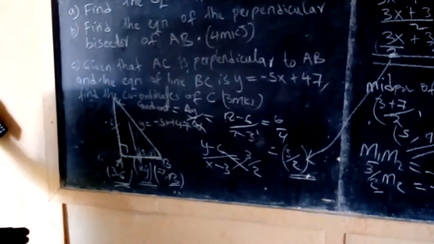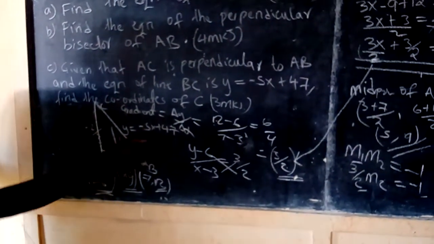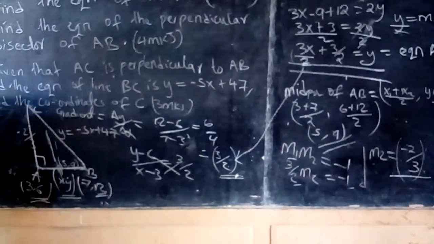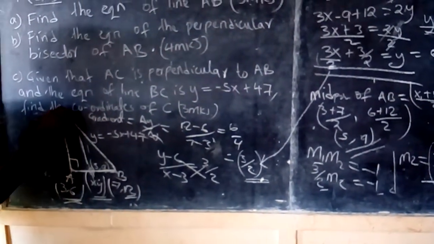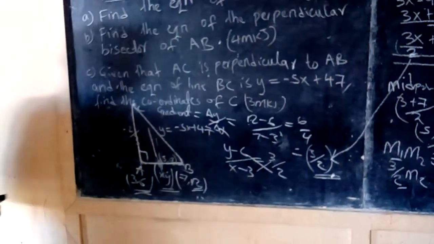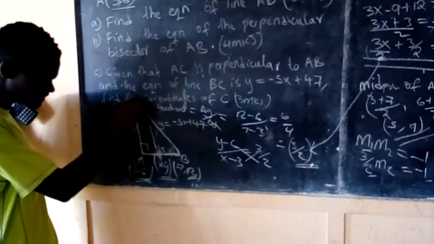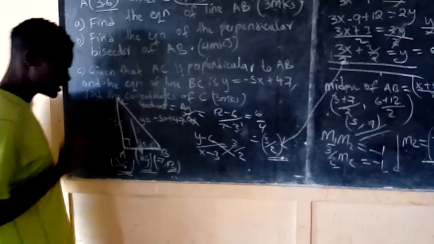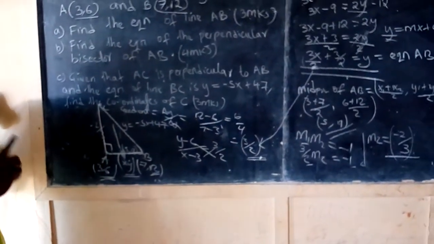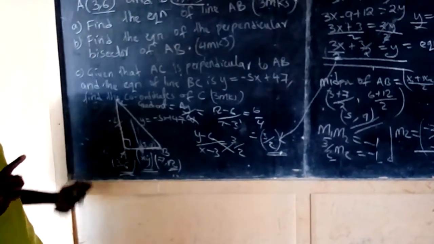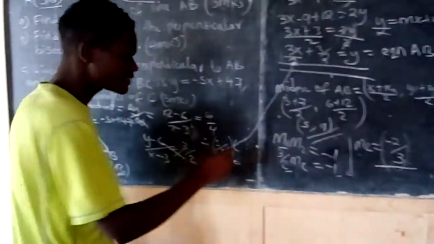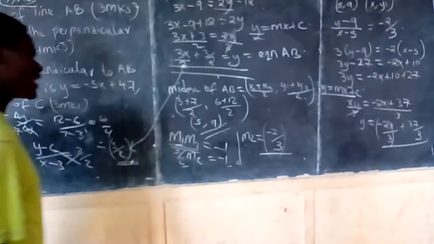And now they want to find the coordinate of C. The coordinate of this point C. We want to find that coordinate at C. Now we are told that this line AC is perpendicular to line AB. Now, what do we know about two perpendicular lines? I've said that when there are two perpendicular lines, the product of their gradients is -1.